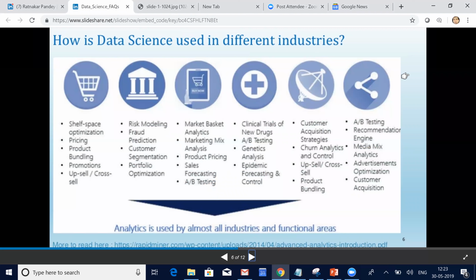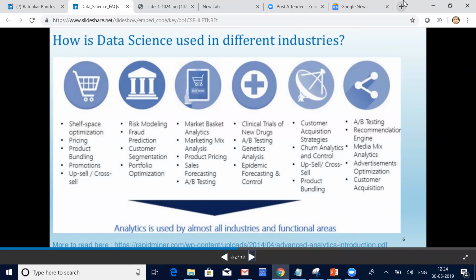Here are some of the examples. So I'll give you guys maybe a minute to take a look at this. And some of these terms may be very, very technical for you. So just take a minute and then I will explain some of them, maybe not all of them, and how data science is being used in different industries.